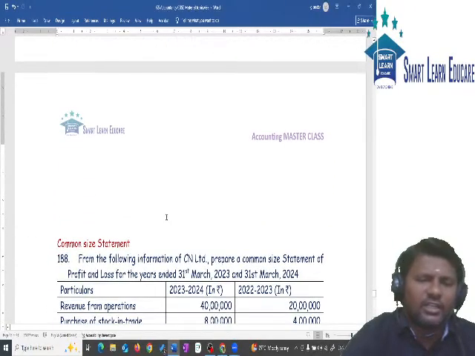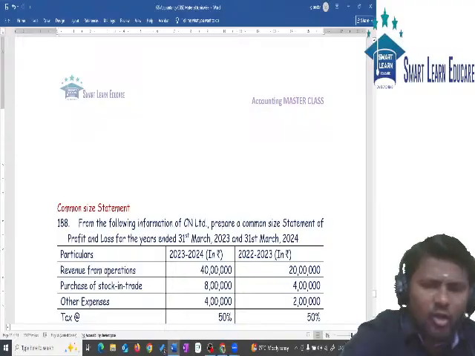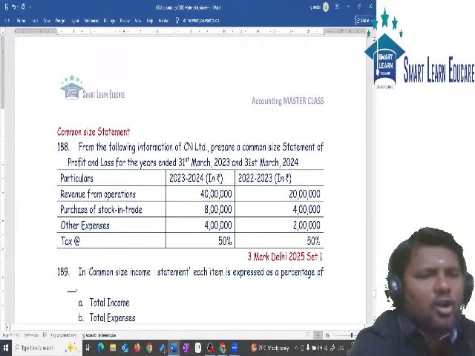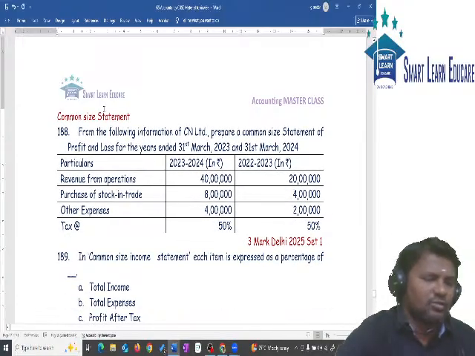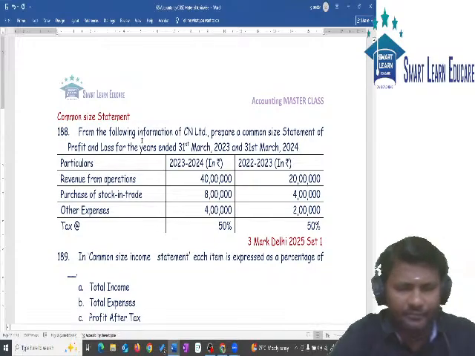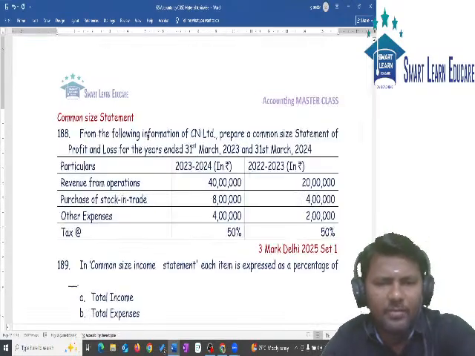Proceeding further to the next topic. The next topic is common size. Common size statement. What do you mean by common size statement?